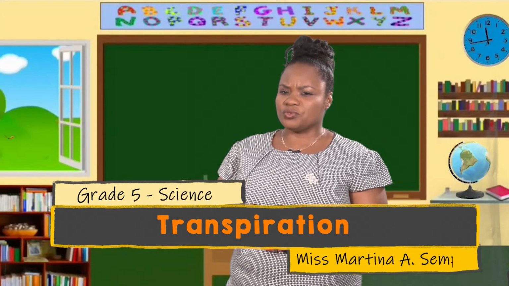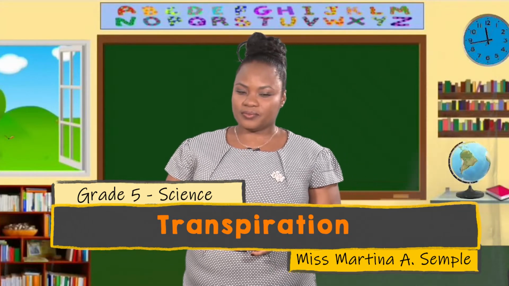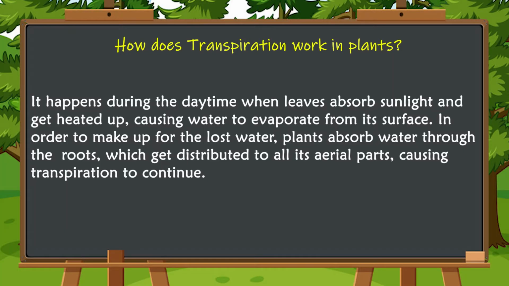How does transpiration work in plants? It happens during the daytime, when leaves absorb sunlight and get heated up, causing water to evaporate from the surface. In order to make up for the lost water, plants absorb water through the roots, which gets distributed to all its aerial parts, causing transpiration to continue.